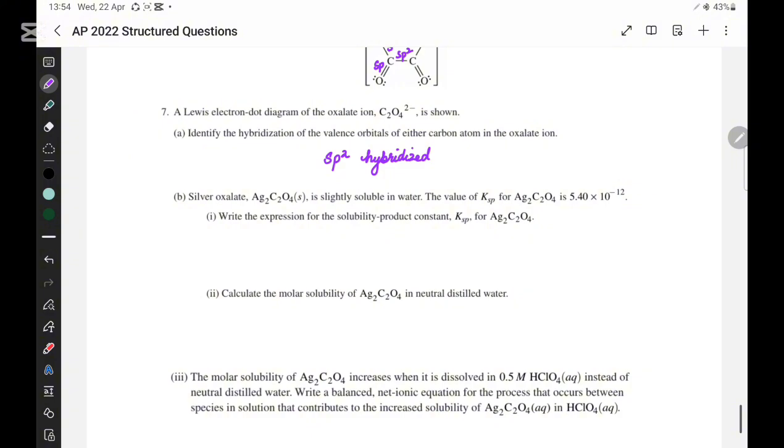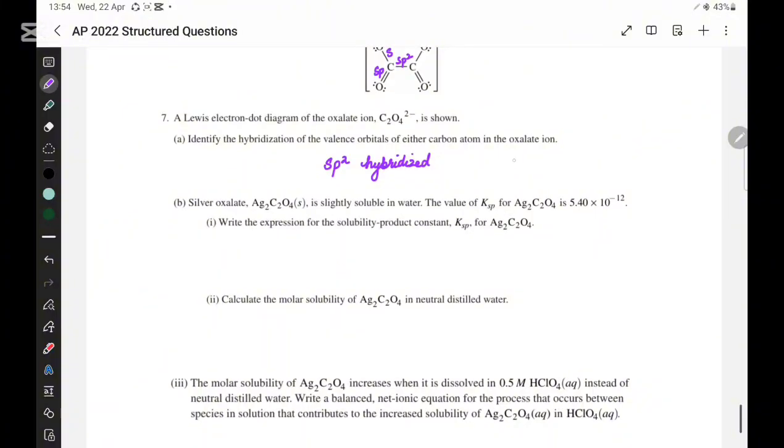Then they are saying write the expression for the solubility product constant Ksp for Ag2C2O4. If we want to write the solubility product constant, we first need to develop the equation. Ag2C2O4 forms 2Ag positive plus C2O4 minus 2. So Ksp, the solubility product, is going to be Ag positive whole squared times C2O4 minus 2.